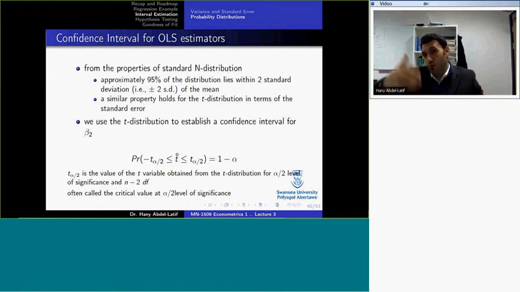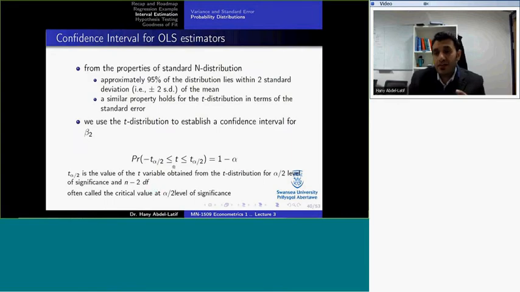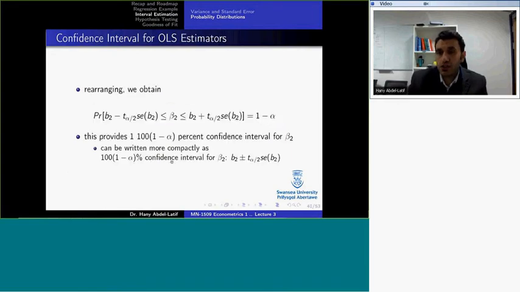That is the probability that this value should lie within the interval. To explain these values, we can obtain them from the table, so don't worry about how to get them. I'm going to show you how to do this. But first, t here is B2 minus beta 2 over the standard error of B2, so we can substitute this into the formula.